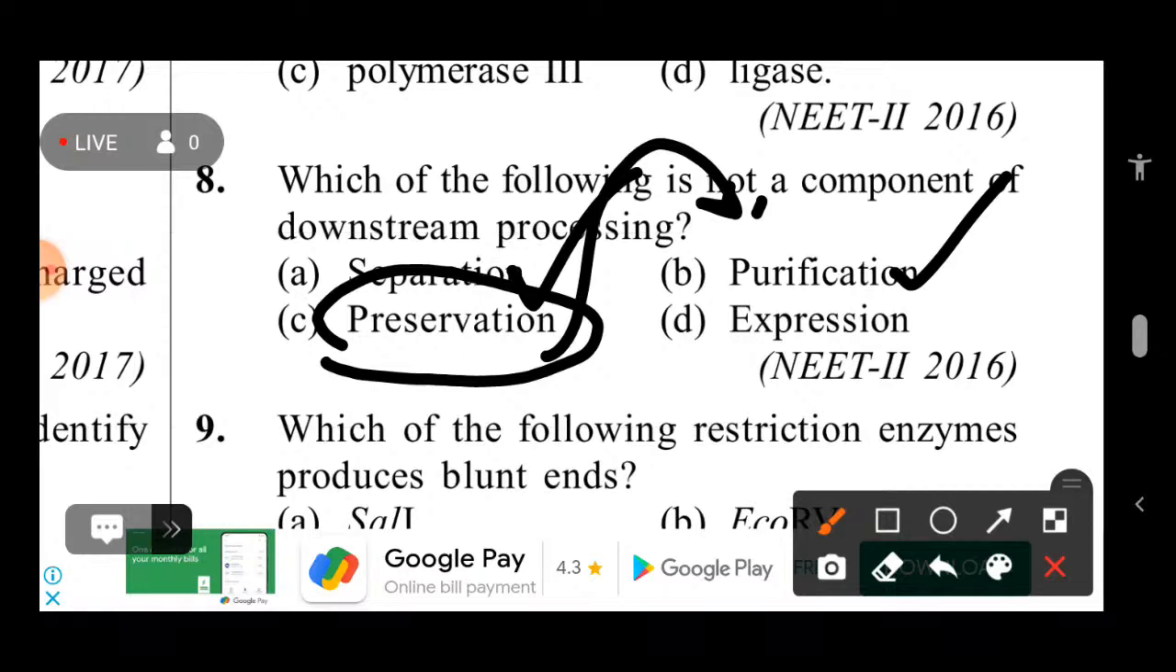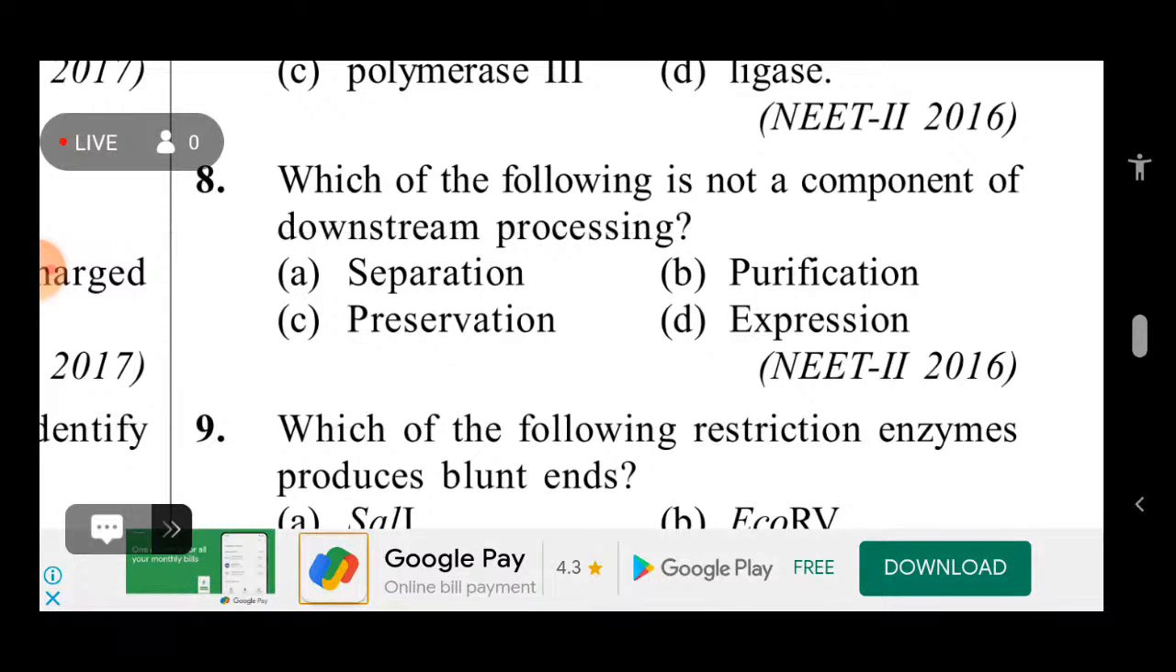Preserving is also very important, right? So because of this reason, option D is the correct answer, because expression is not a final product, or it is not a component of downstream processing.